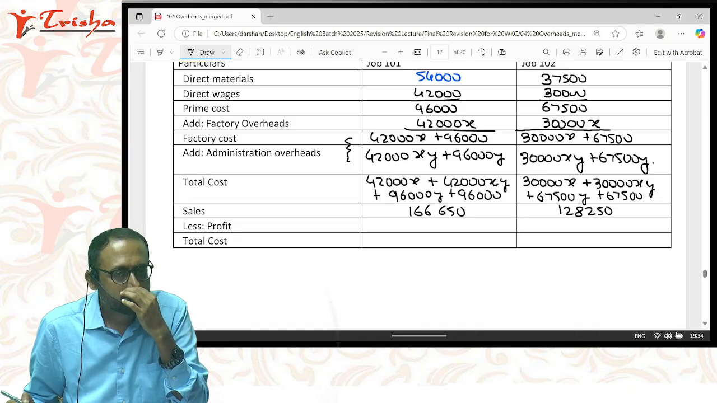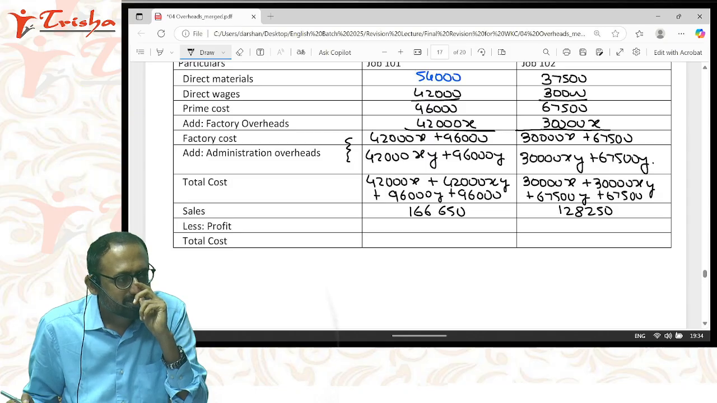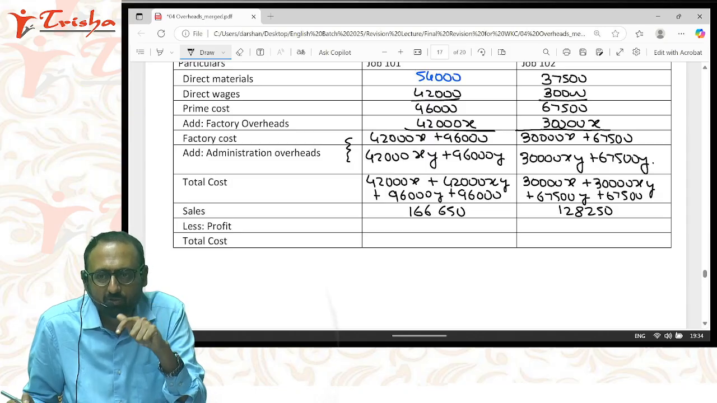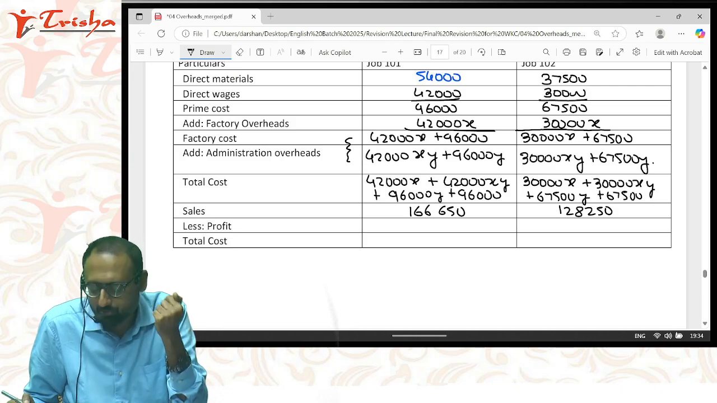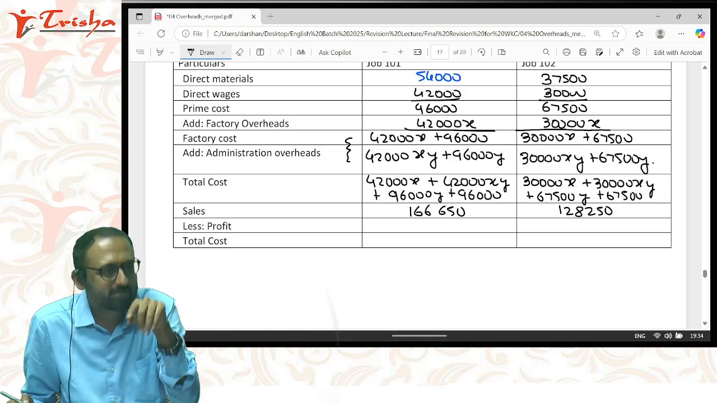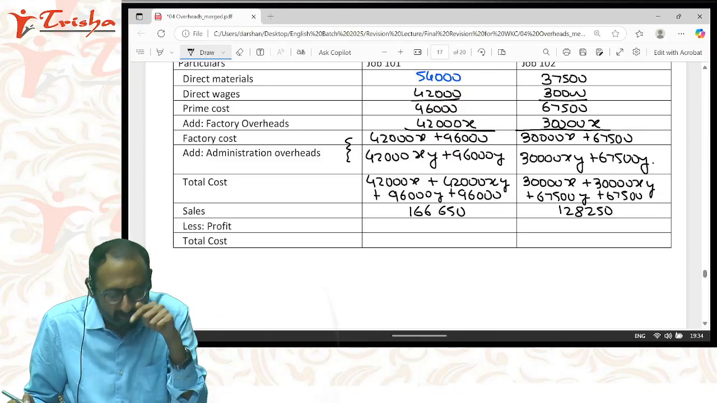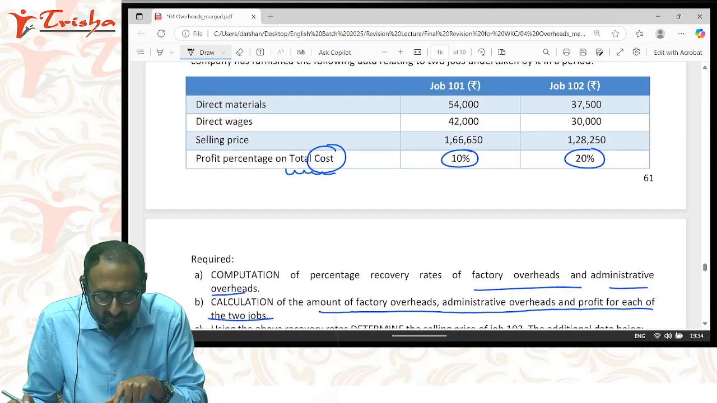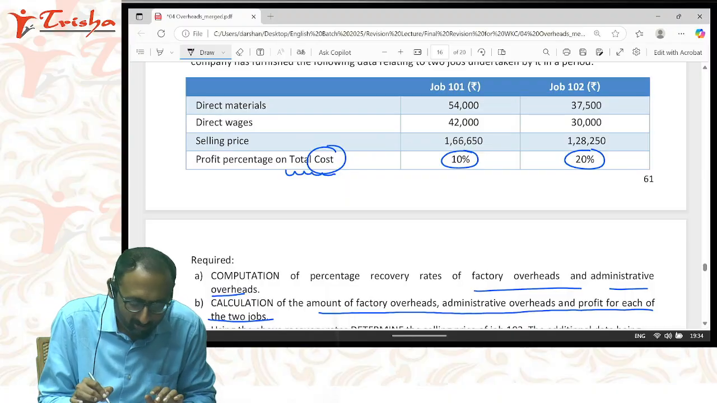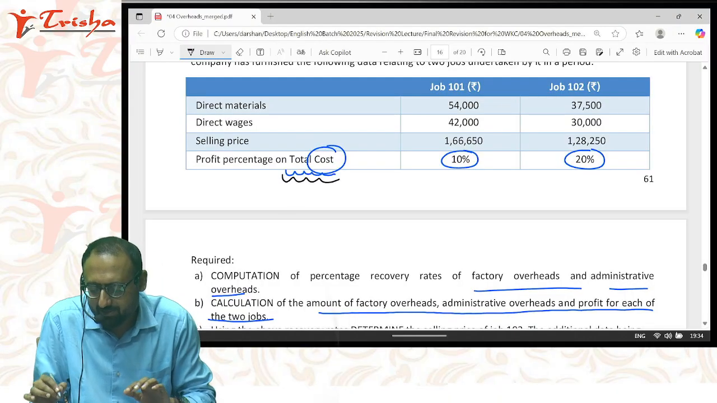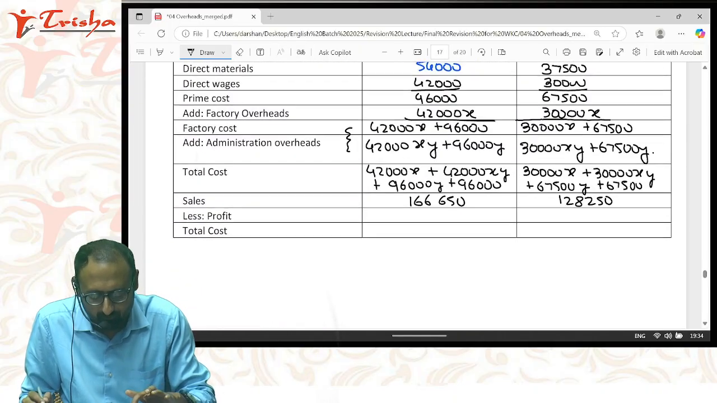Now, this question I think I have given for homework. Some students solved this wrong, because in the question which I solved in the classroom, the profit percentage on sales was given. But in this question, I have purposefully made changes. Profit percentage on total cost is 10% and 20%. Concentrate here.